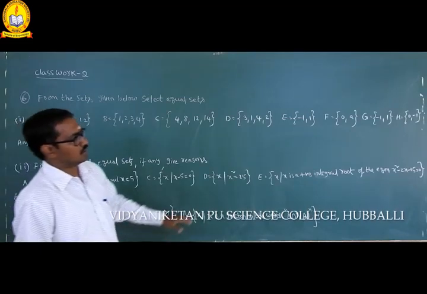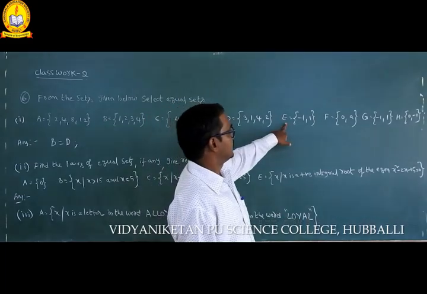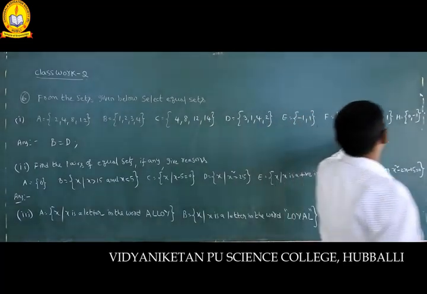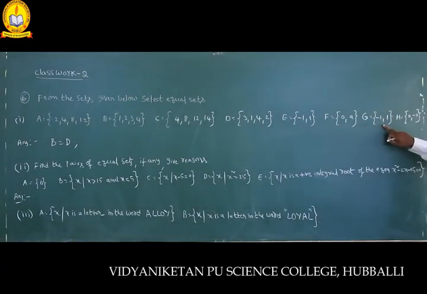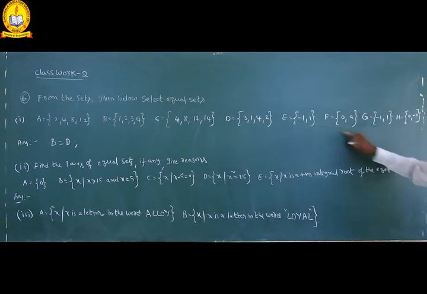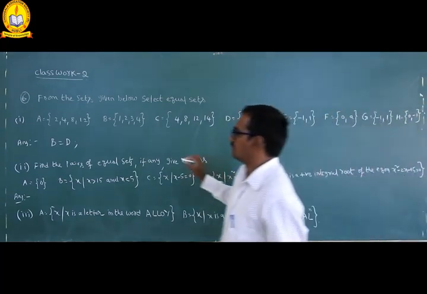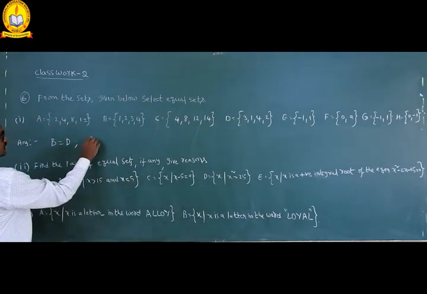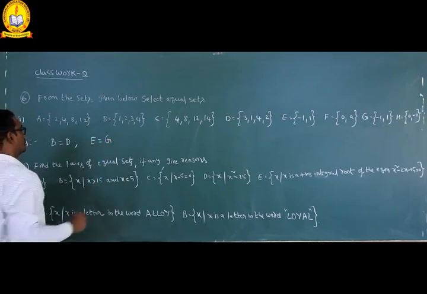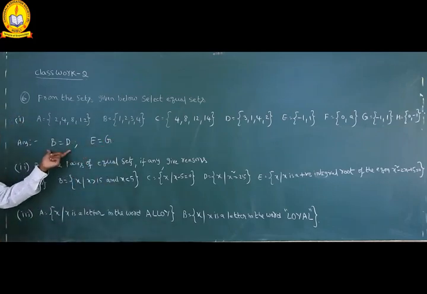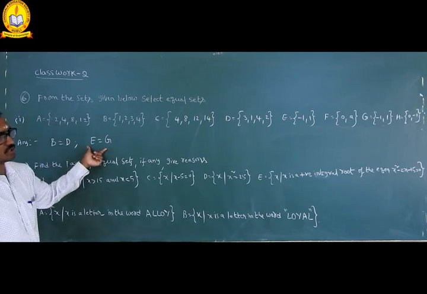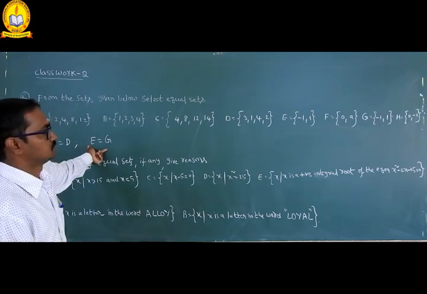Next, is there any other pair? Set E is equal to {-1, +1}, and set F is equal to {-1, +1}. Set G is equal to {-1, +1}. These sets are equal sets. B is equal to D, and one more, E is equal to F. These two are an equal pair, this pair and this pair. These two are equal sets, these two also equal sets. That's all. No other equal sets.